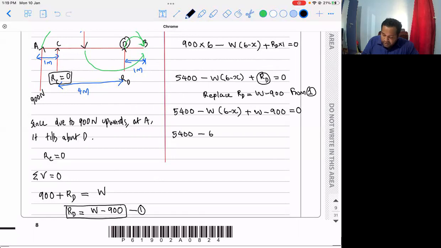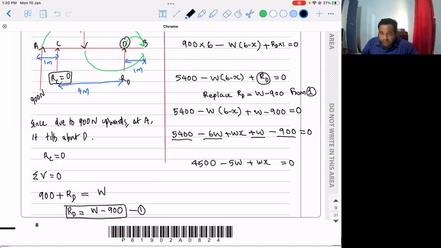5,400 minus 6W plus WX. I'm expanding the bracket, okay? Plus W minus 900 is equal to 0. So 5,400 minus 900 is 4,500. Minus 5W minus 6W plus W is minus 5W plus WX is equal to 0. Or 4,500 minus 5 plus X times W. So this is a plus here, is equal to 0.